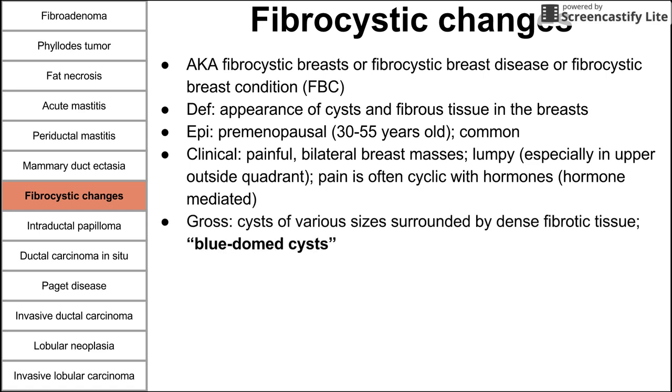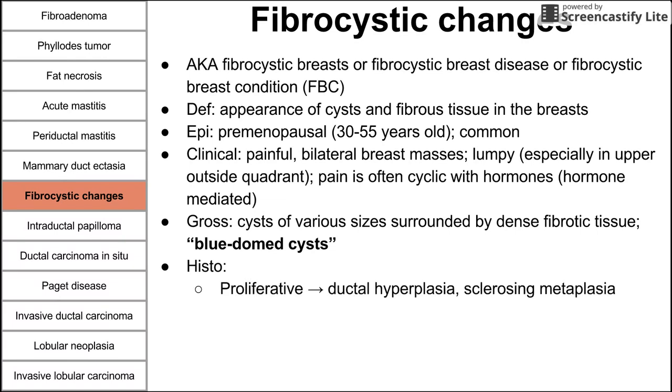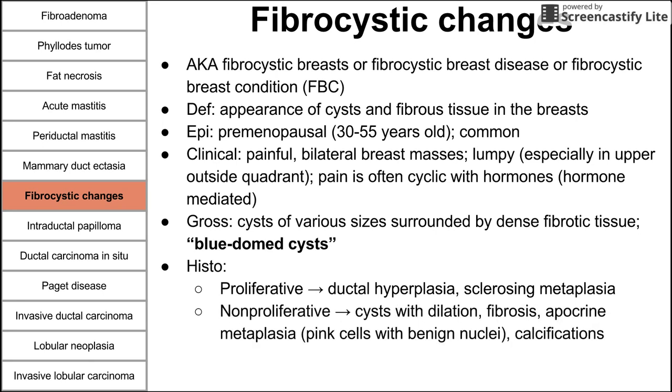Grossly on pathology, you see cysts of various size surrounded by dense fibrotic tissue. This usually leads to a blue-domed cysts appearance, and that's a characteristic description for the fibrocystic changes. On histology, there are several variants. You might see proliferative changes, which include ductal hyperplasia and sclerosing metaplasia. You might also see non-proliferative changes, which are cysts with dilation, fibrosis, apocrine metaplasia, and calcification.